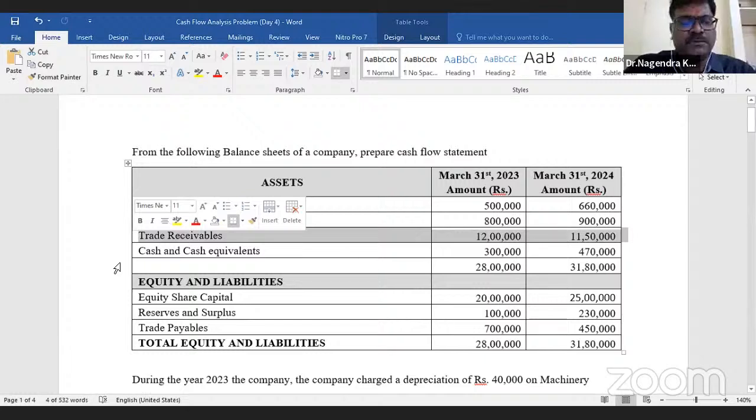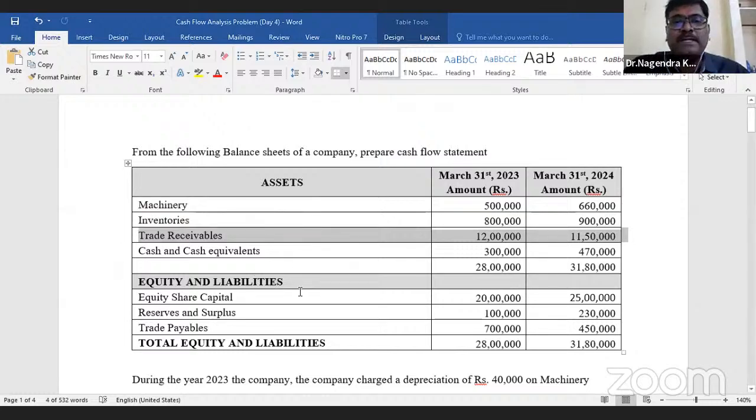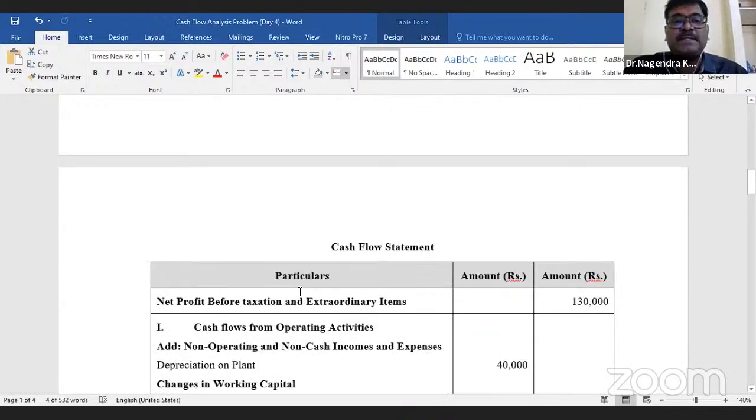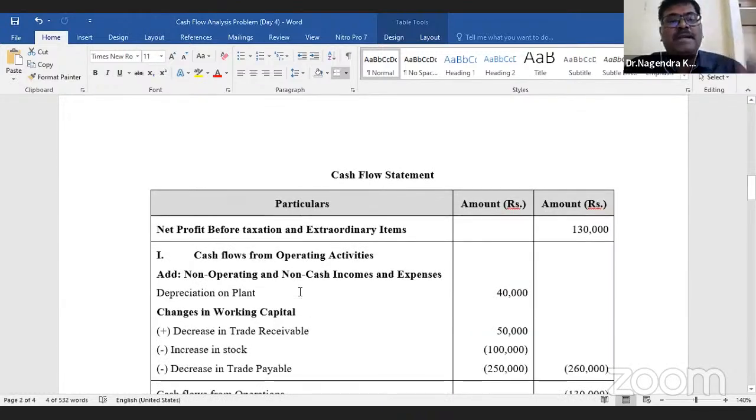See, for example, trade receivables. When there is an increase in trade receivables, what does it indicate? The increase in trade receivables indicates that there was an increase in revenue, but there is no actual cash flow. This will be reflected in the revenues of the company, but there are no actual cash flows from the trade receivables. So this is a credit transaction, and we have to deduct this amount. When stock or trade receivables increase, we have to add that amount back to the net profit.